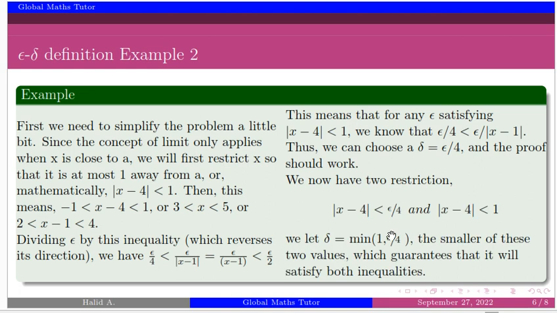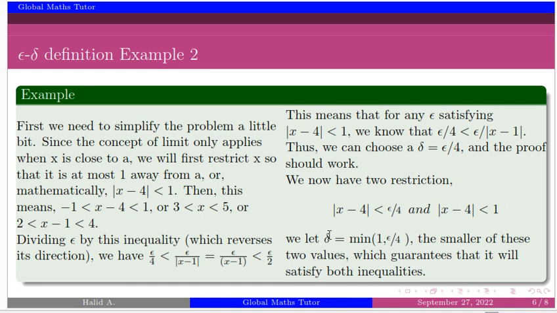The two restrictions are this one, epsilon over 4, and we restrict our |x minus 4| to a distance of 1. So we choose this delta to be the minimum of this one and this one. If 1 is, for example, the minimum, we choose 1. But if epsilon, for example 3 over 4, is less than 1, we will choose epsilon over 4. So delta should be chosen as the minimum of 1 and epsilon over 4.